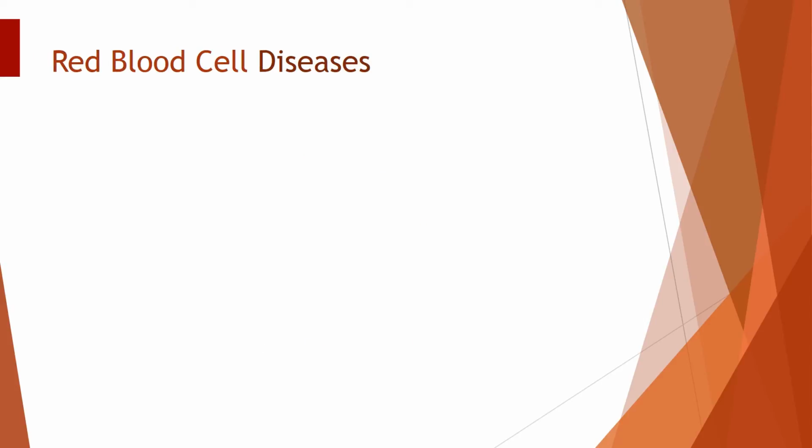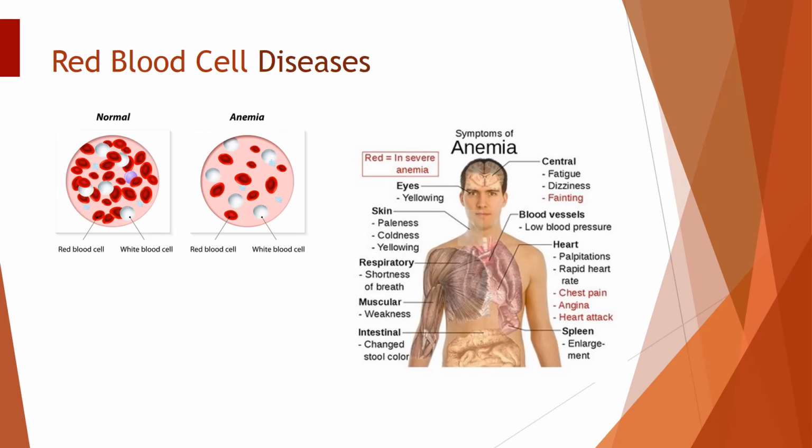The most common red blood cell disease is anemia, which can exist in many different forms. Anemia describes the condition when there aren't enough red blood cells to carry the appropriate amount of oxygen in the body. It is important to note that some red blood cell diseases are hereditary, whereas others are caused by illnesses or lack of iron or vitamins.